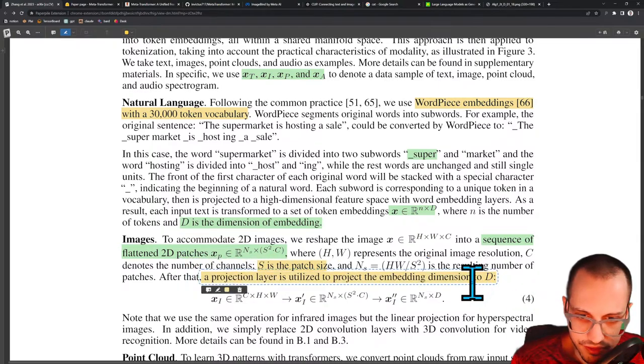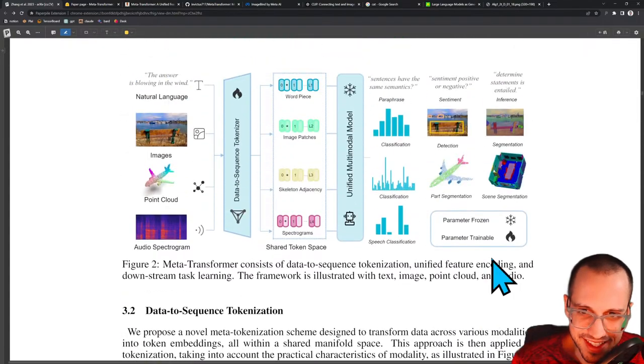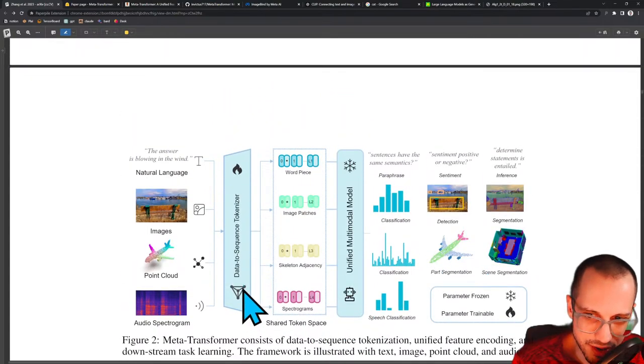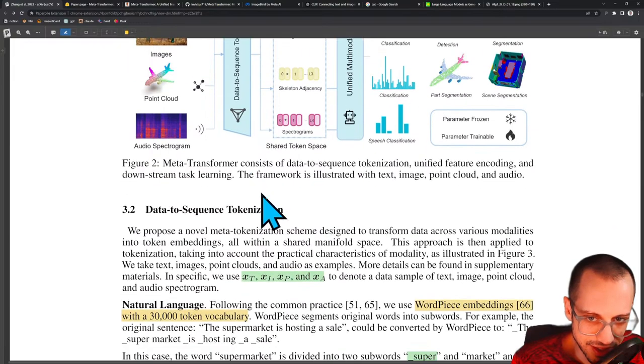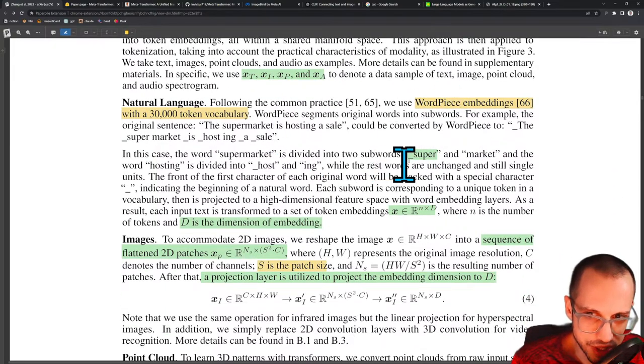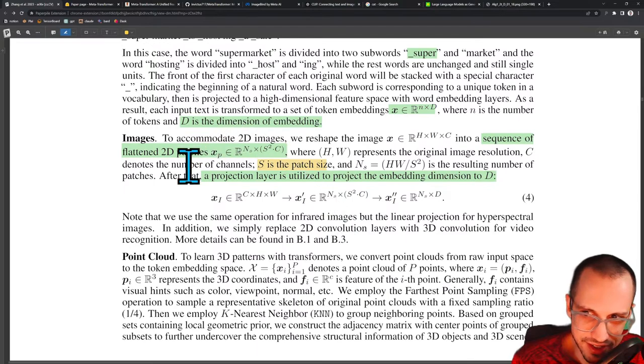So, this is kind of what we're saying, right? Is there really a shared tokenizer if WordPiece is only used for the language, and then the images have their own tokenization into patches and then a projection layer, the same operation for infrared images and hyperspectral images? So they're already messing with the image data separately and differently from the text data.